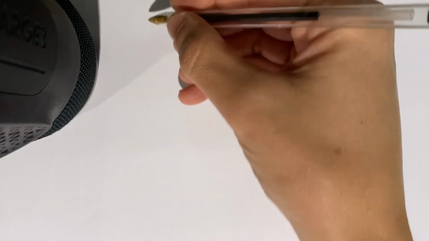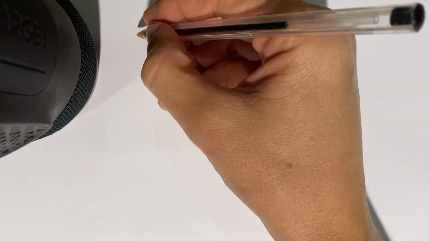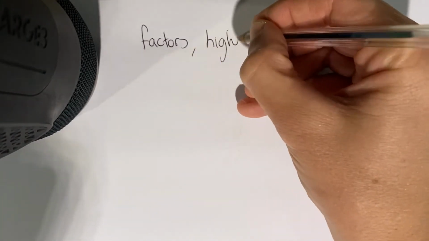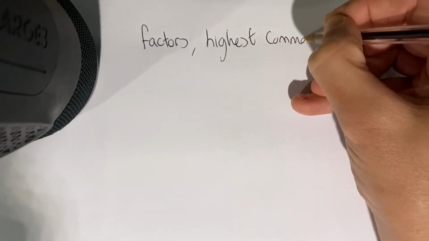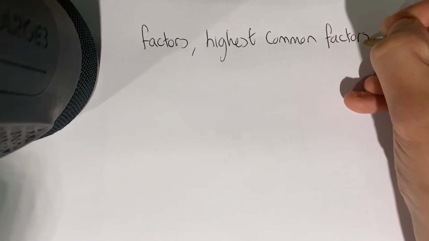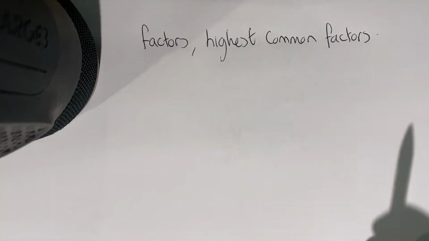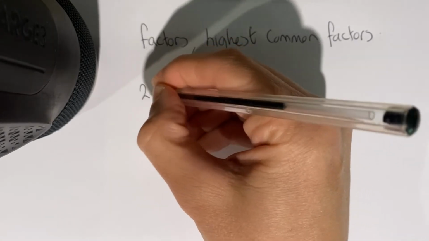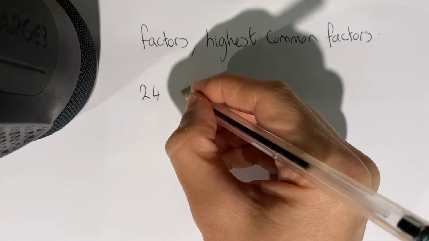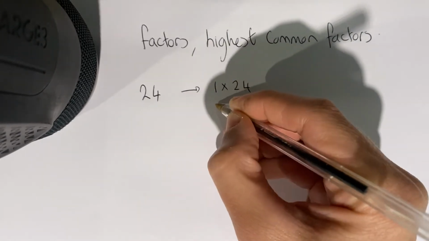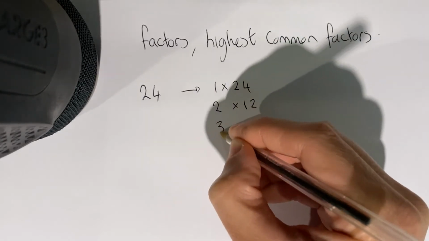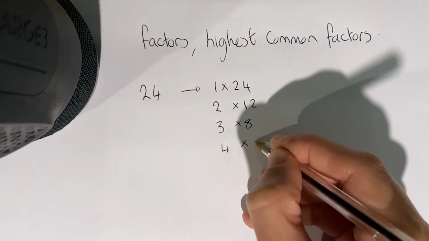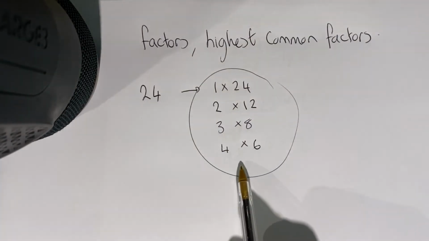Okay, so continuing on with the prior knowledge check, the next thing we have to look at is factors, and most specifically highest common factors. So factors are the numbers that you can multiply together to make a specific number. For example, if I've got 24, we can make 24 by doing 1 times 24, 2 times 12, 3 times 8, and 4 times 6. So these numbers here are the factors of 24.